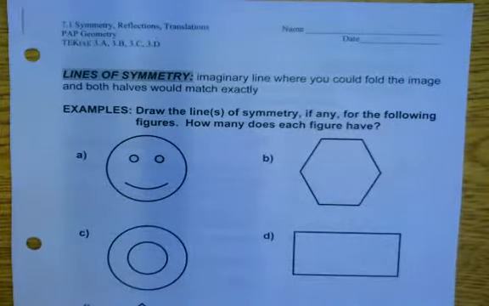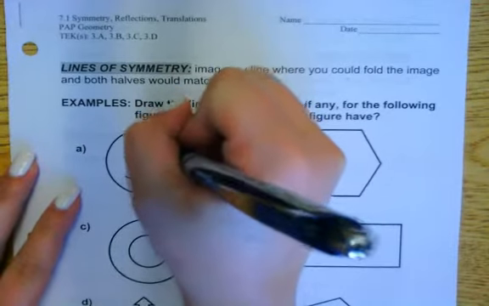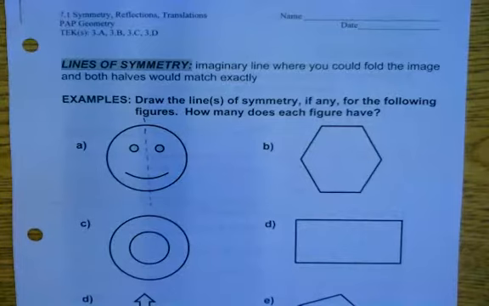Okay, our first thing that we're starting with is lines of symmetry. So lines of symmetry are imaginary lines where you could fold the image in half and they would match exactly. Okay, so for letter A, you have a smiley face. How many lines of symmetry can you draw on a smiley face? One. Okay, and that would be right down the middle. There's only one way you can fold this smiley face where it's going to overlap and match exactly. You can't fold it the other way because the mouth would be over the eyes. So there's only one line of symmetry in a smiley face.